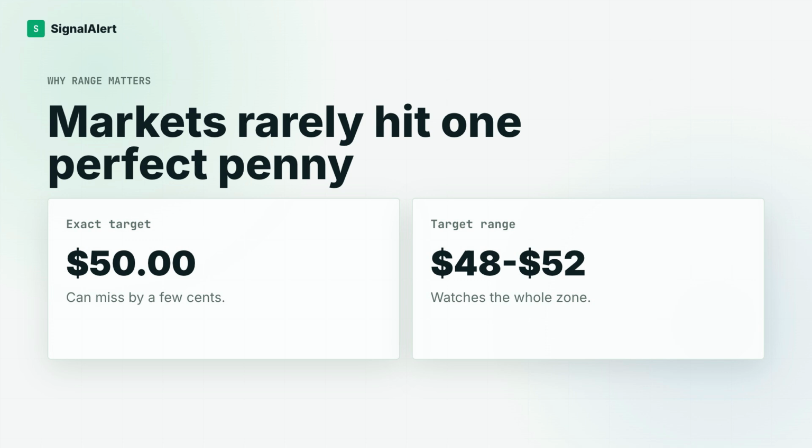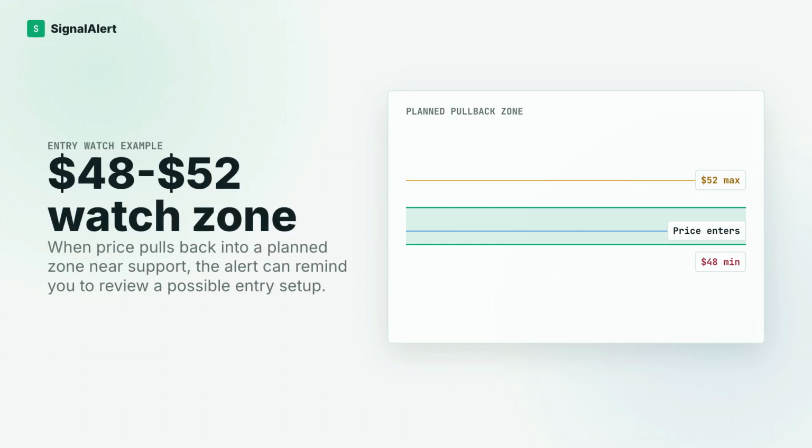For example, imagine you are interested in a stock only if it pulls back near a support area, instead of staring at the chart all day. You could set a target range like $48 to $52. If price enters that zone, the alert says, now it may be worth checking the chart.